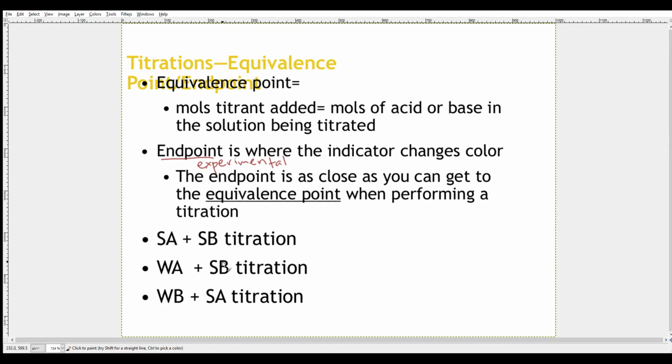There are three different types of titrations. You could have two strong substances, a weak acid with a strong base, or a weak base with a strong acid.